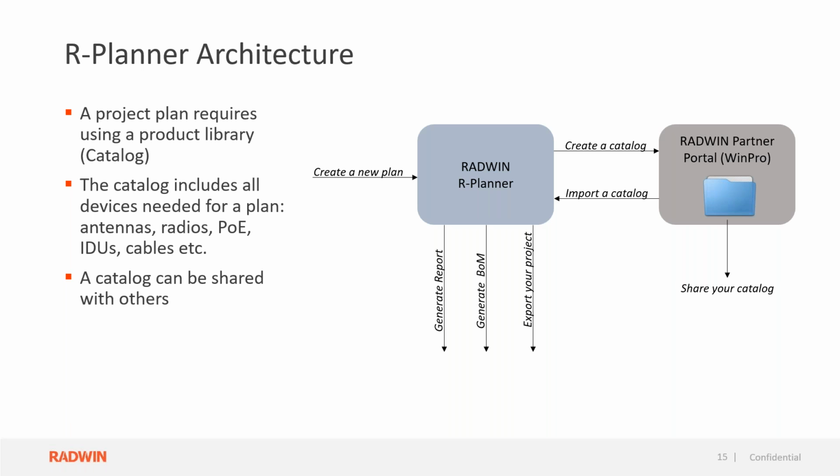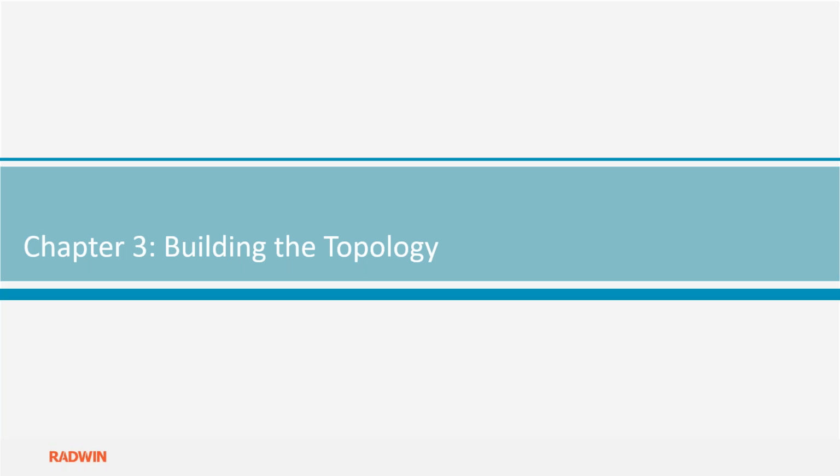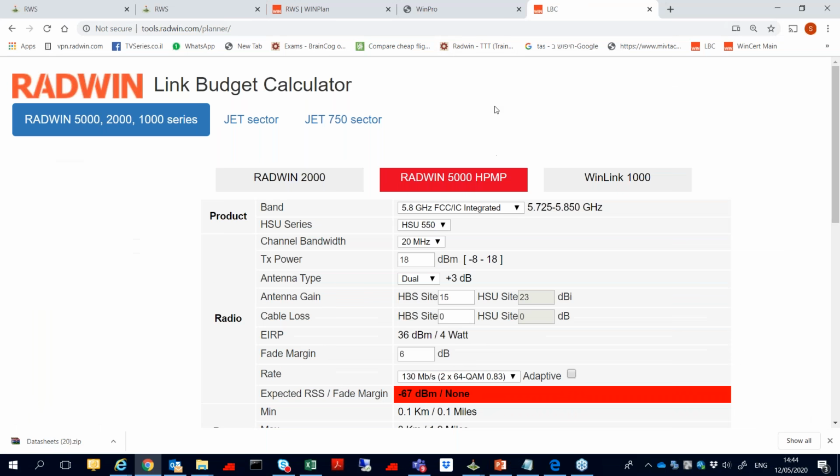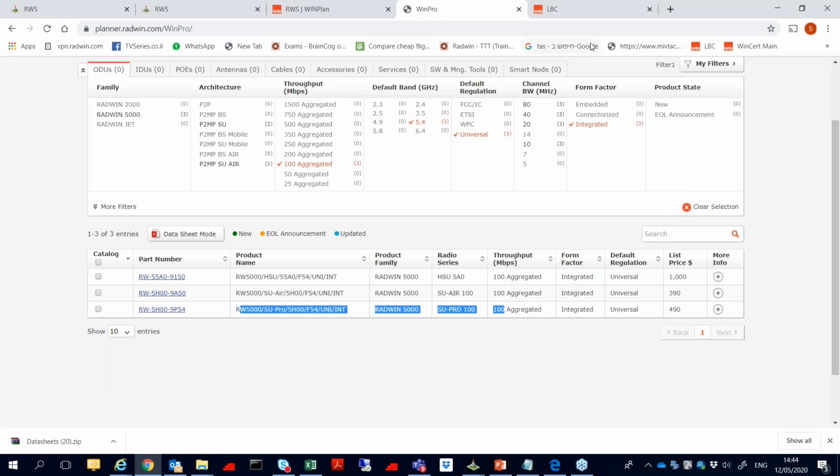So when we are creating a plan, we need to create a catalog. The first thing that we need to do is to create a catalog of products. It can be point-to-point or point-to-multipoint. So before I continue to the next slide, this is the RADWIN catalog.